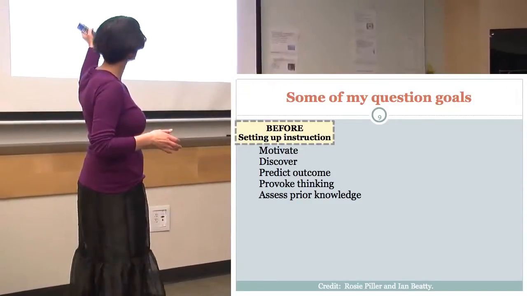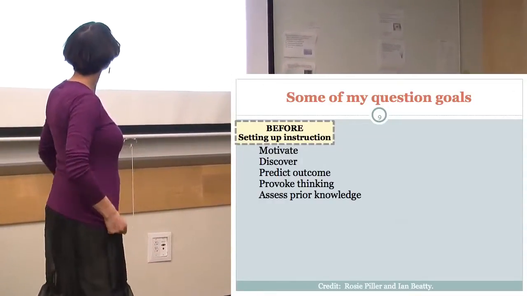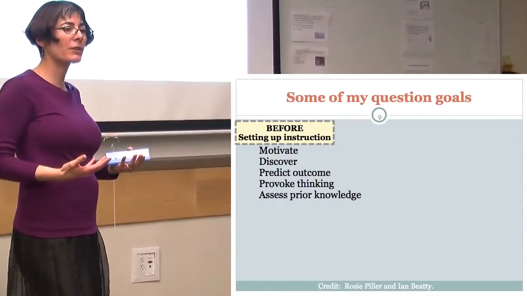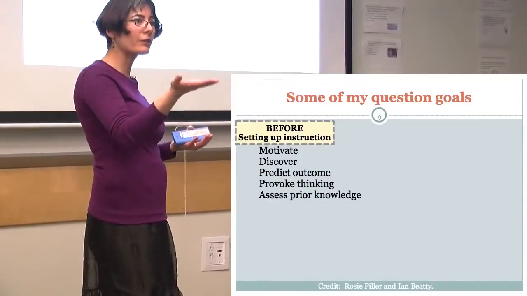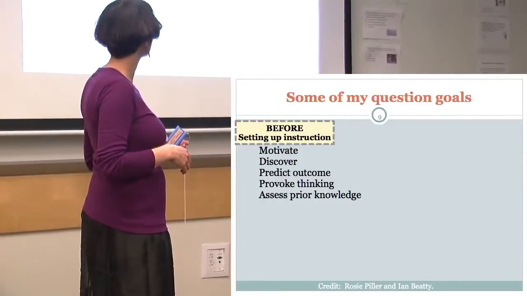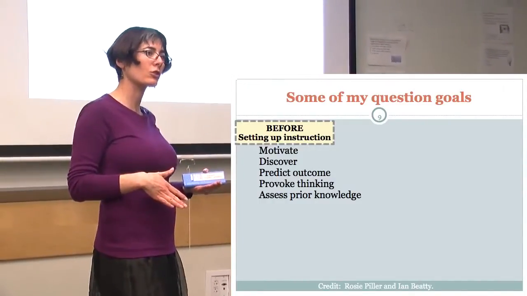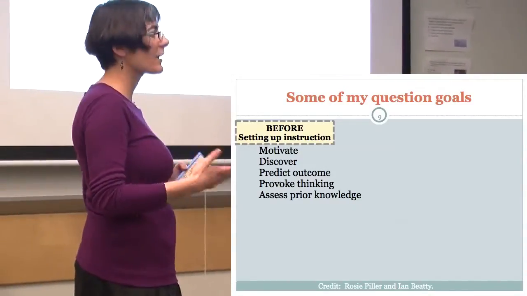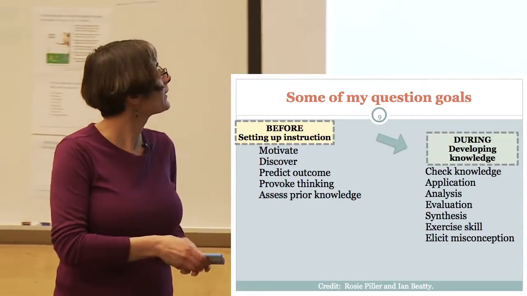One is before instruction. So this ties in very well with what you said. So we want to motivate students to learn about something, maybe spark their curiosity, discover something for themselves, which again is really like what you were talking about. Maybe predict the outcome of a demo or experiment before we actually show them the experiment, or assess what they're already thinking.